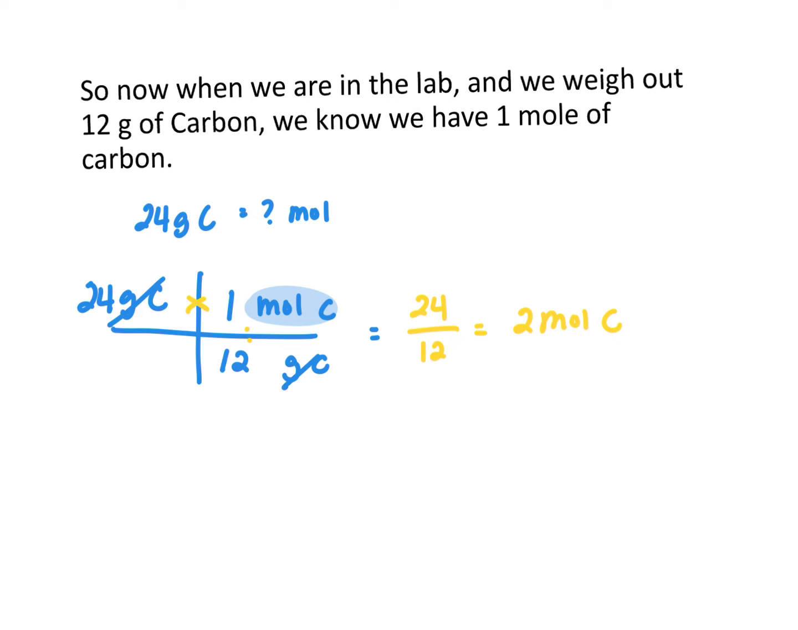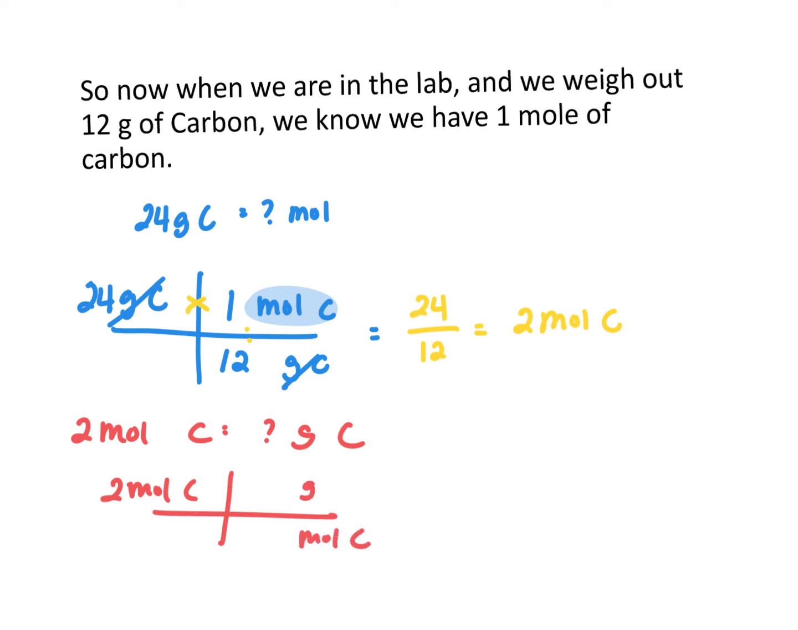Now, on the flip side of this, I could say, okay, I have 2 moles of carbon. How many grams of carbon would that be? In this case, I could do the same process I did before. I have 2 moles of carbon. I set up my T. I want to cross cancel moles of carbon and end in grams of carbon. We know in 1 mole of carbon there's 12 grams. Then I would multiply, divide, and I'd have 2 times 12 to give me 24 grams of carbon.